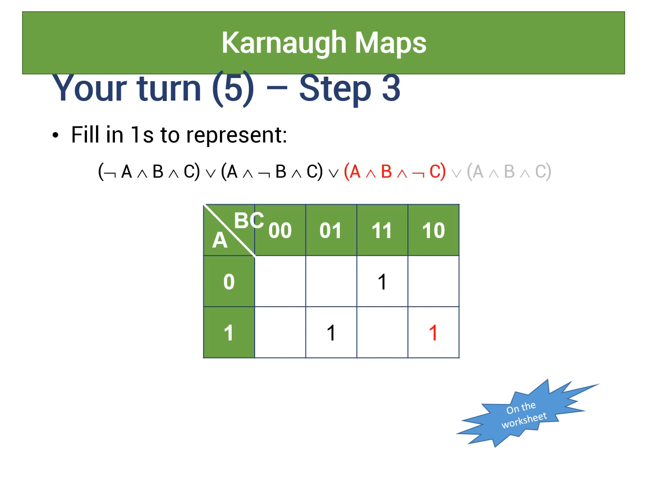Here's our third part, A and B and not C. And you can see the value is in the final cell just here. And our final part of our expression, A and B and C, where all 3 are on, and that's going to appear in the red cell that's highlighted.